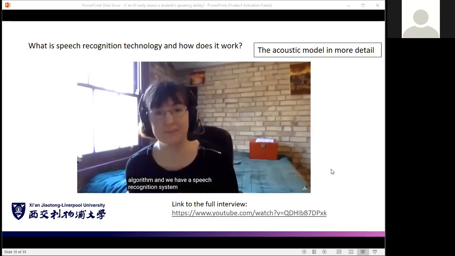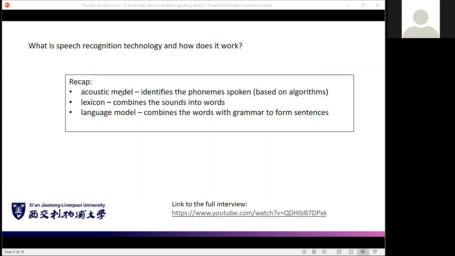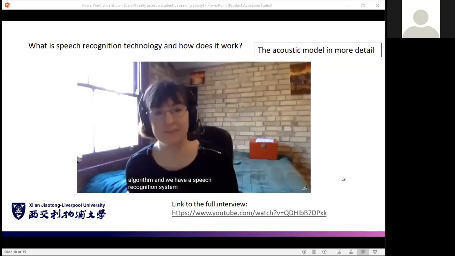Okay, let's go on to the second excerpt, which explains the acoustic model in more detail. So remember the acoustic model, this is the part which identifies the phonemes being spoken.